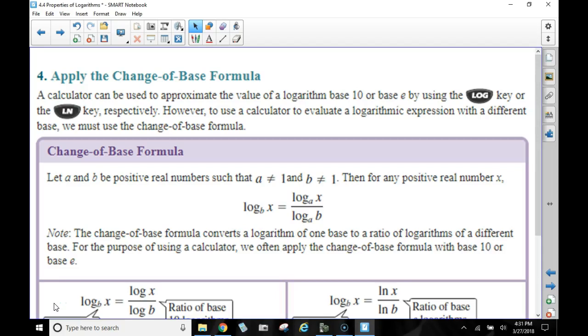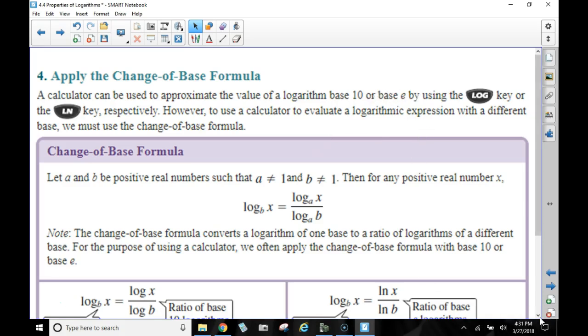All right. Y'all ready for a cool little formula? This is called the change of base formula. And we're going to need to do this when calculating logarithms with a base other than 10 or e, because the log key is only used for a base of 10 and the natural log key is only used for a base of e.